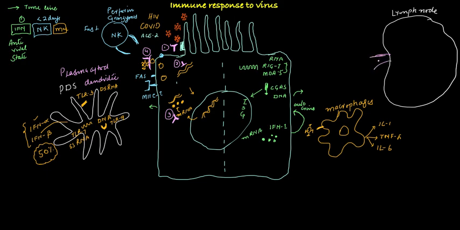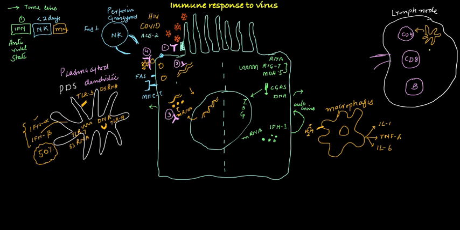So here is the regional lymph node, and imagine there are CD4 cells, CD8 cells, and B cells in the follicles. So CD4 cells have been activated by the dendritic cells. So here are the dendritic cells that have brought the viral antigen, and they have presented it to CD4 cells, and they have been activated.